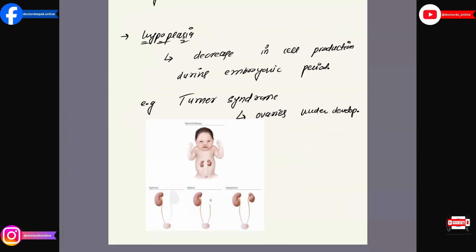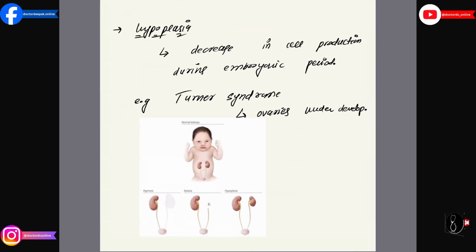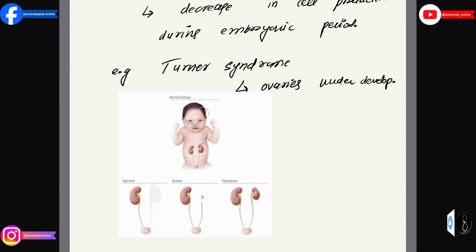So this is an example of hypoplasia. Let's try to understand with this example. This is a normal baby, and a normal baby has two normal kidneys. And you see, this is the left kidney, and on the right side, this baby doesn't have any kidney. So it means there is a failure of production of one kidney, and it is called aplasia. So in aplasia, total failure occurs. Please keep this in mind. And on this other side, hypoplasia, you can see this is the kidney and this is the second kidney. And in the second kidney, you can see basically the overall cell number is decreased. So this is an example of hypoplasia.